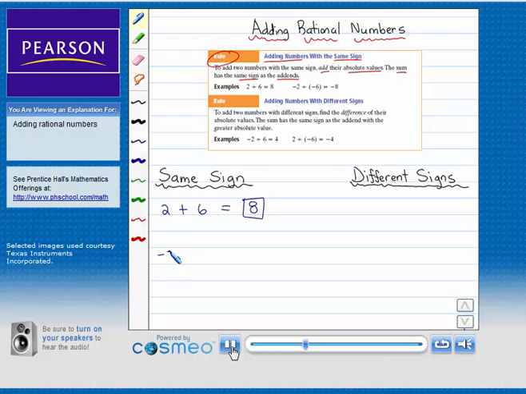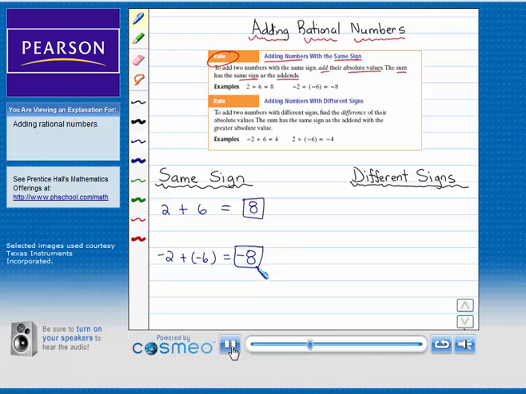If I'm adding together a negative 2 plus a negative 6, again I add together the absolute values. The absolute value of a negative 2 is 2, plus the absolute value of a negative 6 is 6. So 2 plus 6 gives me 8. Now I'm going to assign the sum the same sign as my addends. Both of my addends are negative, so therefore my answer is going to be negative. A negative 2 plus a negative 6 gives me a negative 8.